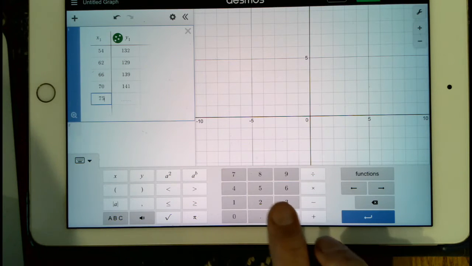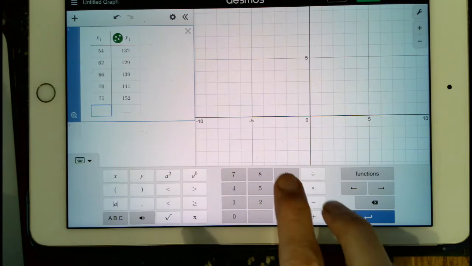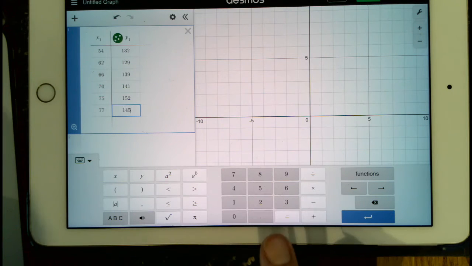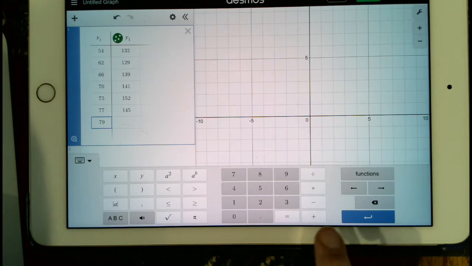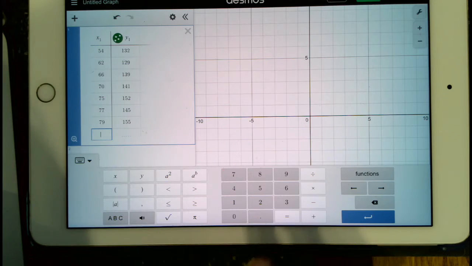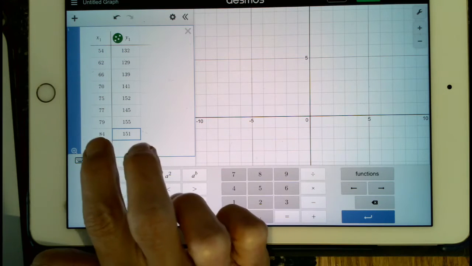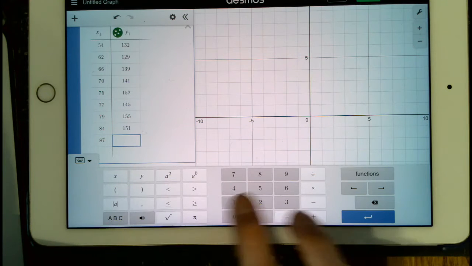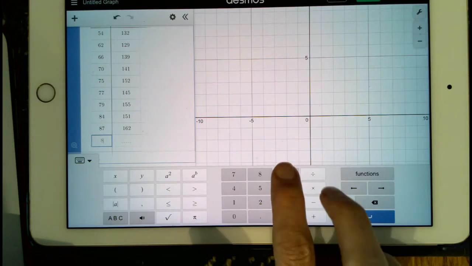75, 152, 77, 145, 79, 155, 84, 151, 87, 162, and 89, 163.